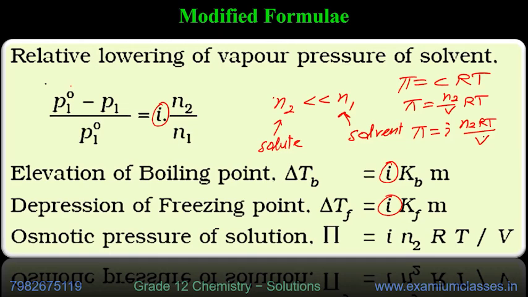Okay. And what is i? As per the third formula, i is the number of particles after association or dissociation divided by the number of particles before association or dissociation.